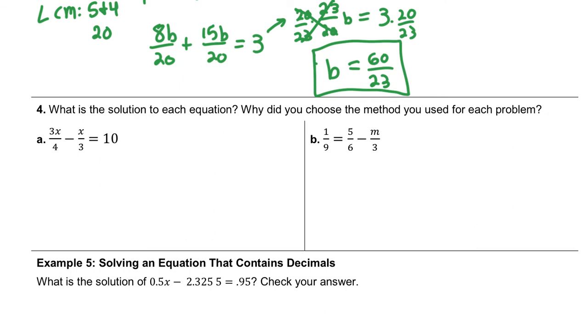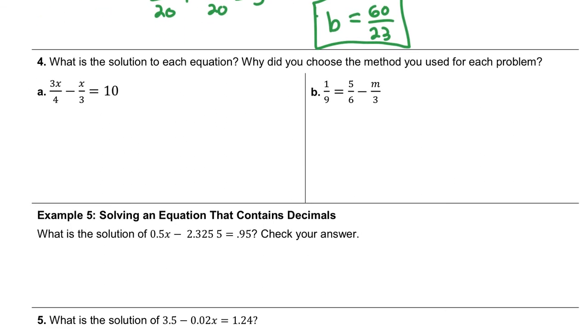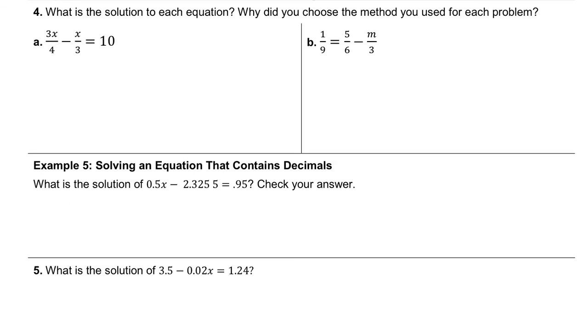So what I'd like you to do for the guided practice, I'd like you to just do part A. You can skip part B for now. We will get practice with this, but I just want you to try part A. Pause the video, work through it, and then check your answers when you're ready.